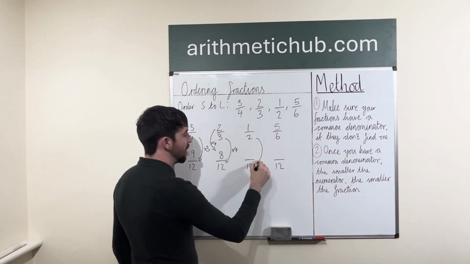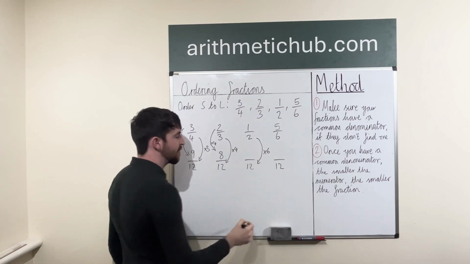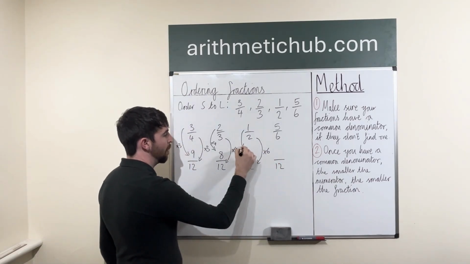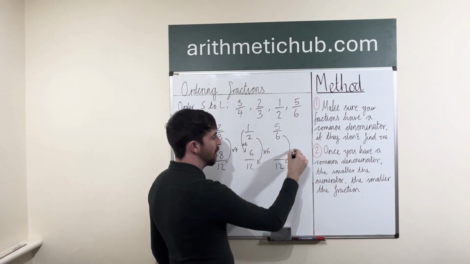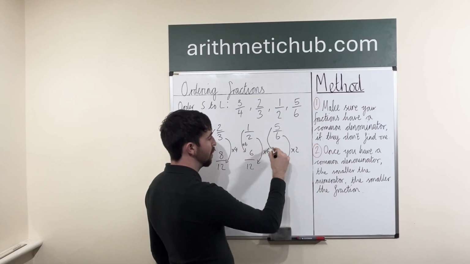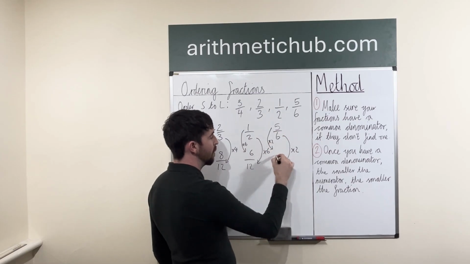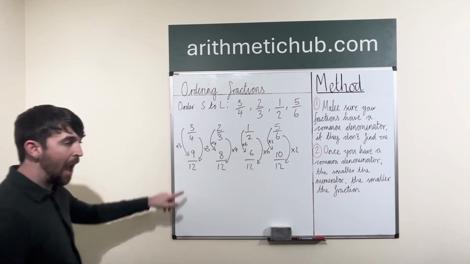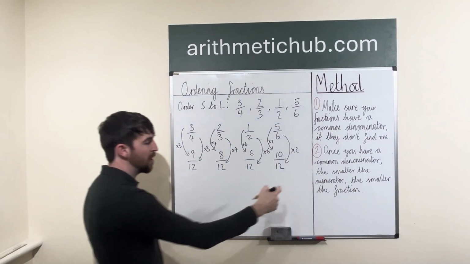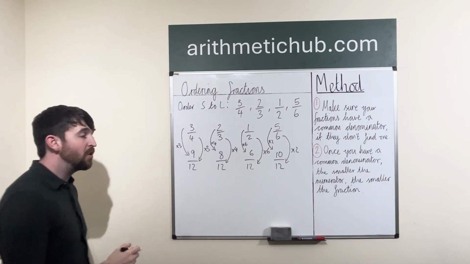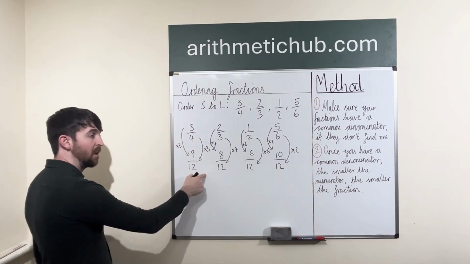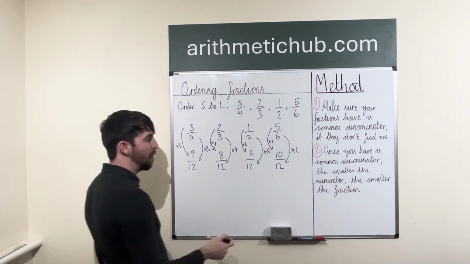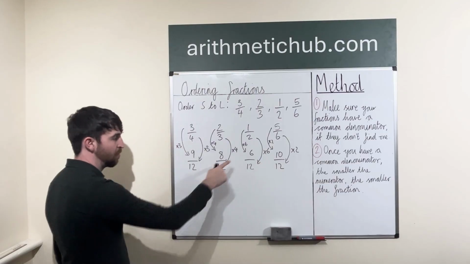What have I multiplied 2 by to get to 12? I've multiplied it by 6. So I'm going to do the same to the top. And then what have I multiplied 6 by to get to 12? I've multiplied it by 2. So I do the same to the top. Now I have my common denominator. Now I can go to the second part of my method. Once you have a common denominator, the smaller the numerator, the smaller the fraction. I do have a common denominator, so now I know the smaller the numerator, the smaller the fraction.